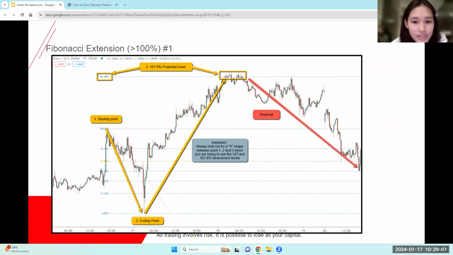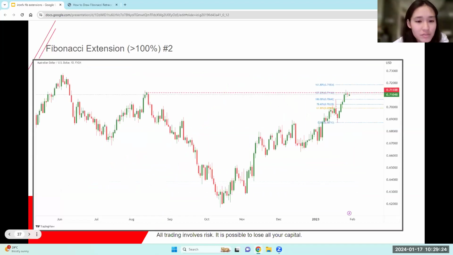Okay, so another example here. So for Fib extension, in this example, we are looking at it reacting off the 161.8. And then we see a reversal here. Yeah, I think we saw this earlier, so I'm going to skip that.